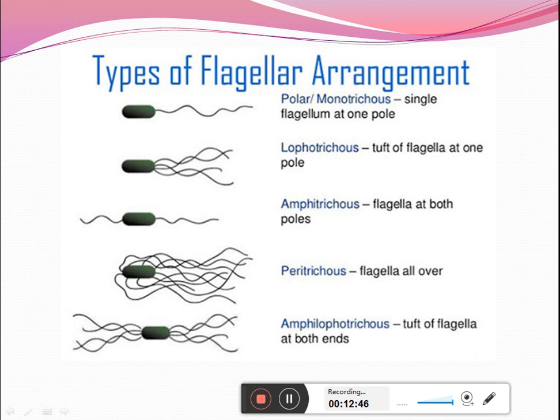Next are the types of flagellar arrangement. Polar or monotrichous, that is a single flagellum at one pole. Lophotrichous, a tuft of flagella at one pole. Amphitrichous, flagella at both poles, and peritrichous, flagella all over the cell, and amphilophotrichous, a tuft of flagella at both ends.